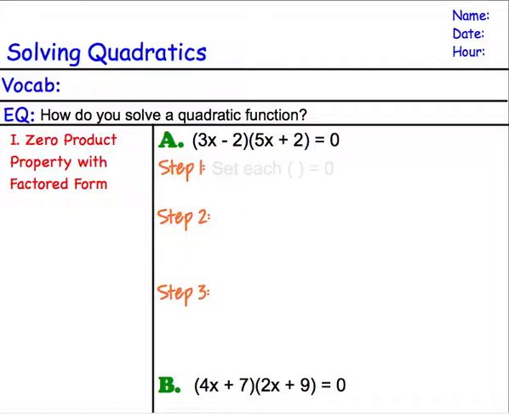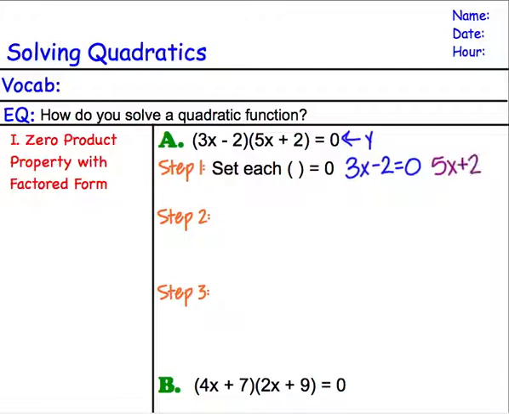So step one is going to be, let's set each parenthesis equal to 0. That means that, if you notice, this used to be y. Now we're just starting off with it being 0, and this is going to look like finding the zeros like we did 2 weeks ago. So we've got 3x minus 2 equal to 0, and we have 5x plus 2 equal to 0. Our next step is going to be to solve each equation.